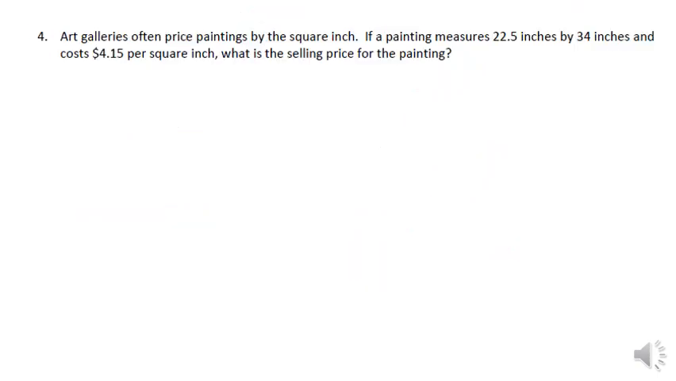Question 4. Art galleries often price paintings by the square inch. Square inch is important because that's telling me area. If a painting measures 22.5 inches by 34 inches and costs $4.50 per square inch, what is the selling price? So we know the two measurements are important. I need these. And it says $4.15 per square inch.